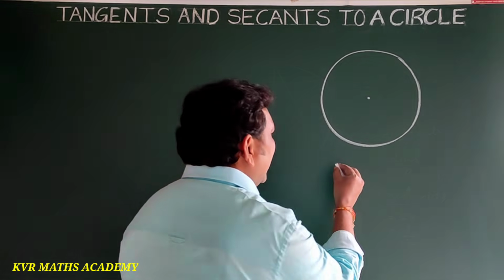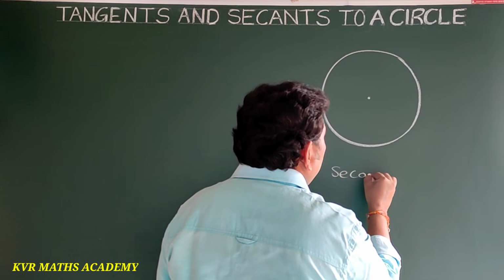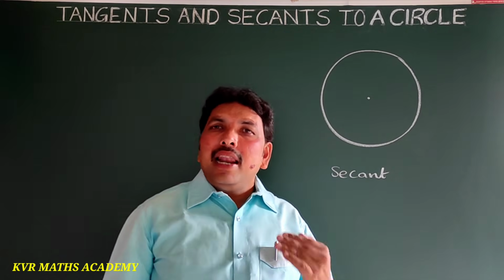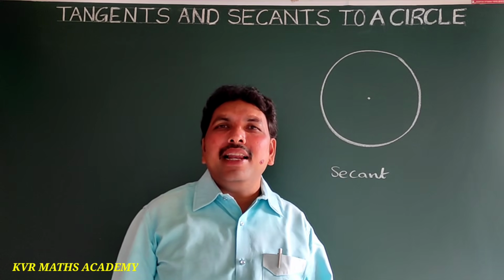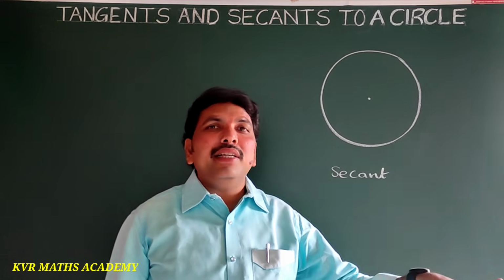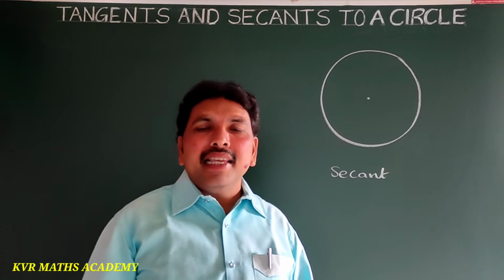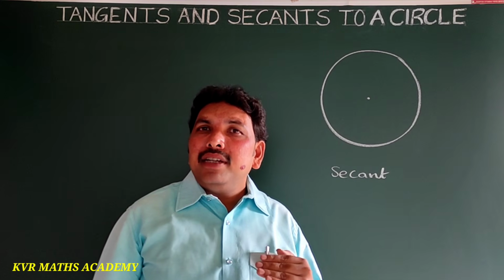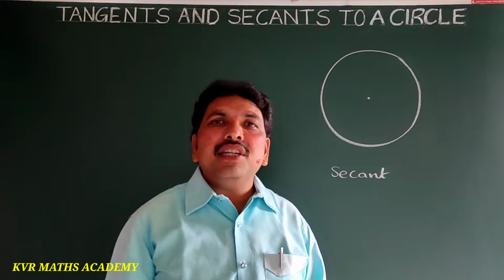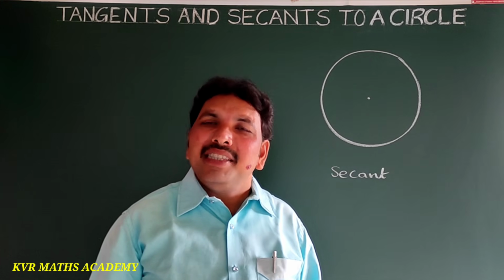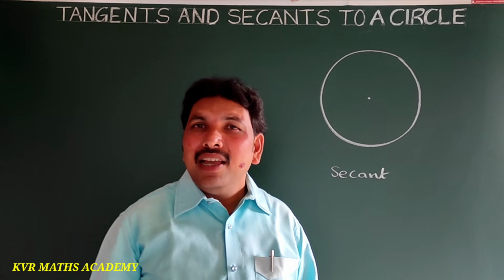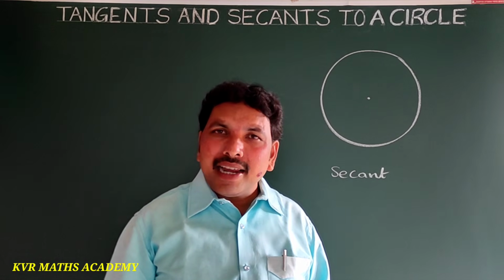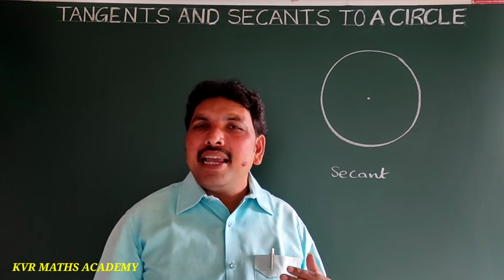Next, secant. Secant to a circle. What is a secant to a circle? A line which is passing through the circle is called simply a secant of a circle. Otherwise, a line which intersects at two distinct points in a circle is called a secant of a circle.